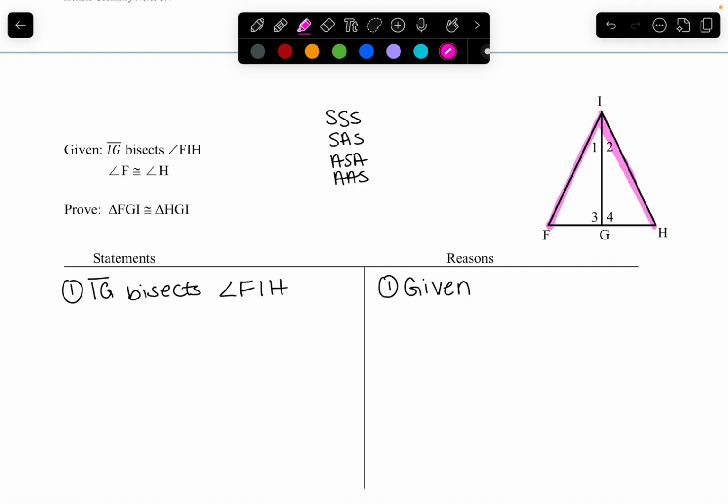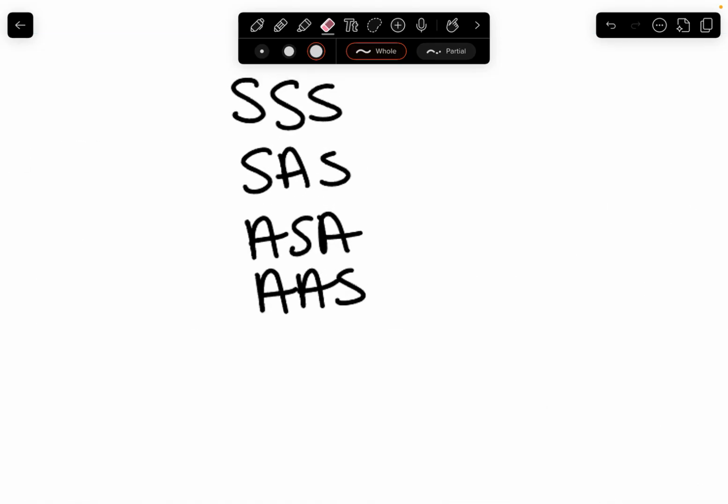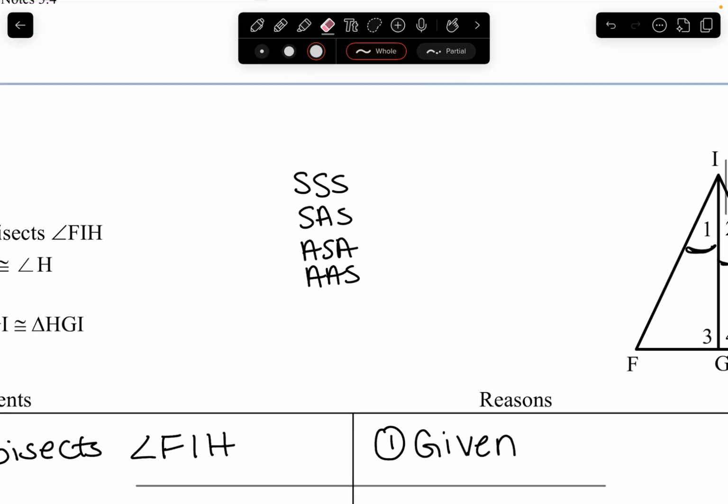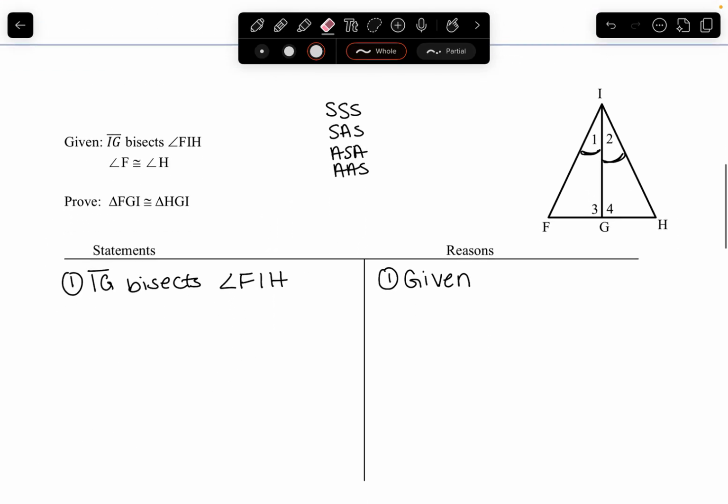It's that big angle, okay? And it's being bisected by line IG, okay? As a reminder, when you have a large angle that is bisected, you get two smaller congruent angles. And as another reminder, when we are writing down our proofs, the whole goal of our proofs is to find those congruent parts. Do we have a congruent side? Do we have a congruent angle? That's what I need to be able to prove congruency, right?